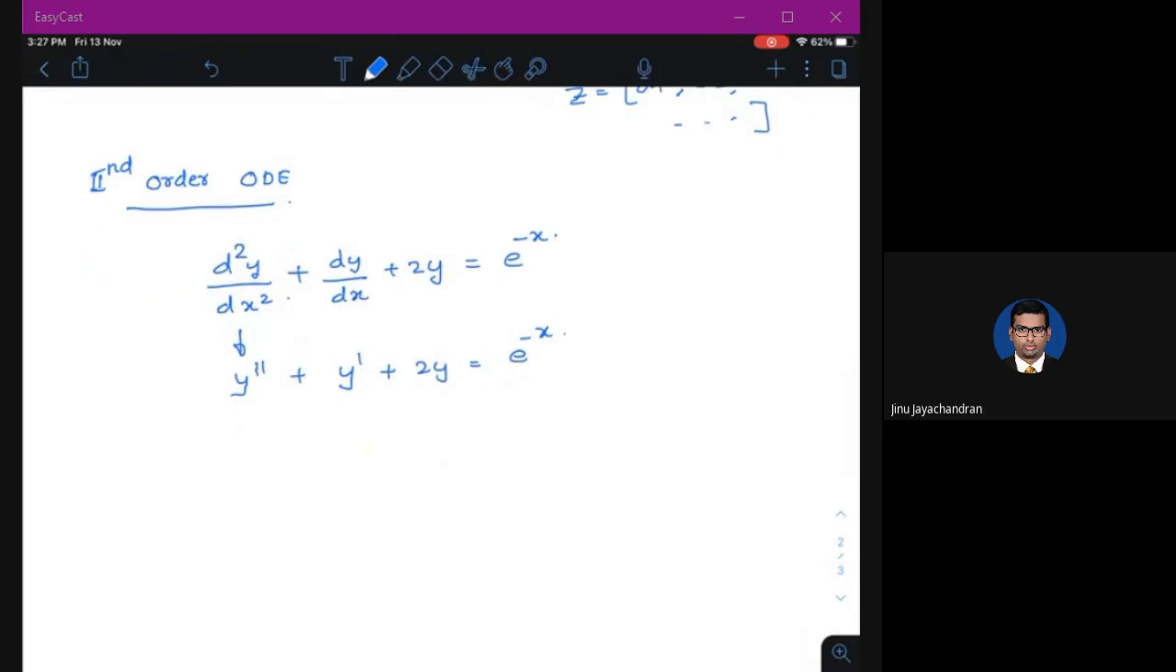Now, whenever you are going to solve in Python, you can solve only first order ODE using odeint.